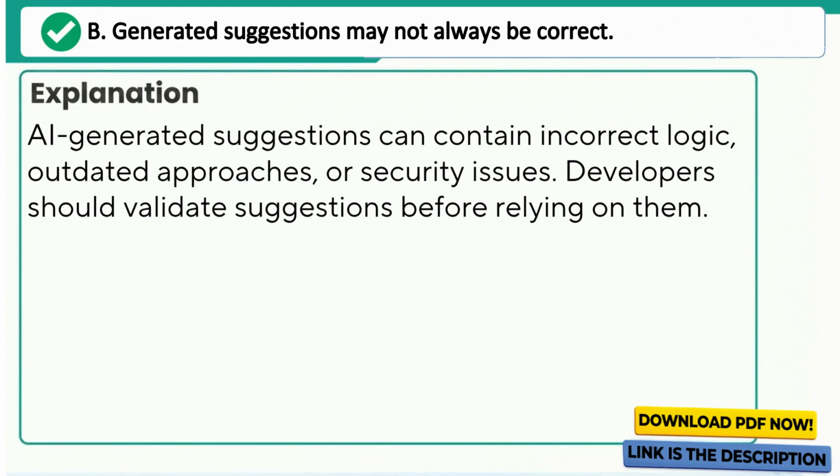Correct answer, B. Generated suggestions may not always be correct. Explanation. AI-generated suggestions can contain incorrect logic, outdated approaches, or security issues. Developers should validate suggestions before relying on them.